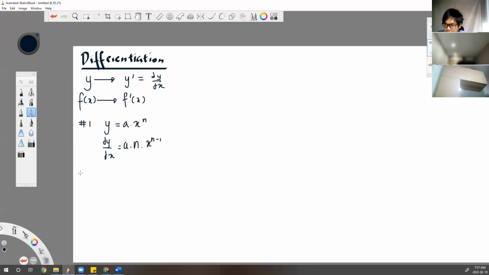Now rule number 2. This is the scalar rule, or the regular rule, for addition and subtraction. Y equals any kind of values: a times x power n plus or minus b times x power m, plus or minus and so on. So the dy/dx, or y accent, or the gradient of the tangent, will equal, as usual, the same as the first rule: b times m, x power m minus 1, plus or minus the other differentiated products.